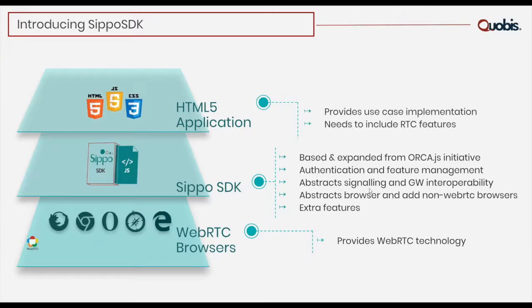Now, there are different vendors supporting different signaling protocols, and with this SDK we support those different signaling protocols. And also, we are trying to provide additional features in terms of authentication, interaction with existing assets, and more. But everything is based on Orca.js, which is a standard API, so it's really easy to learn and really easy for developers to adopt. So basically, with this SDK, you can build your HTML5 application.